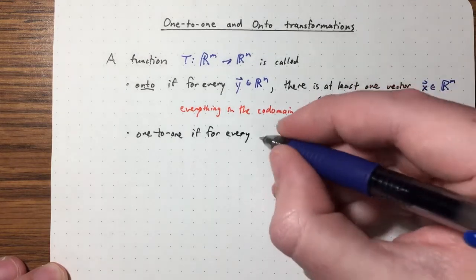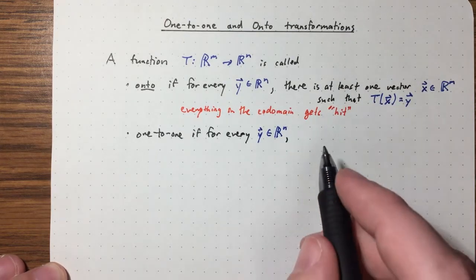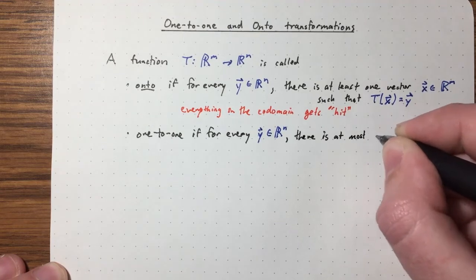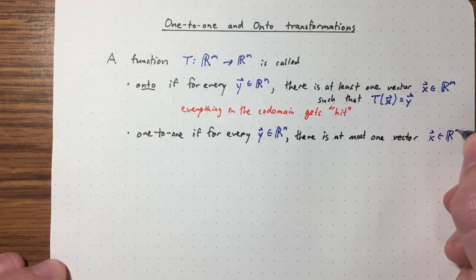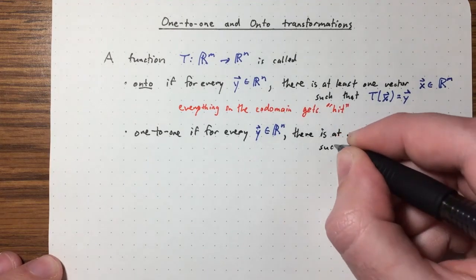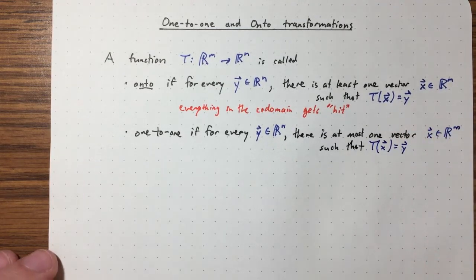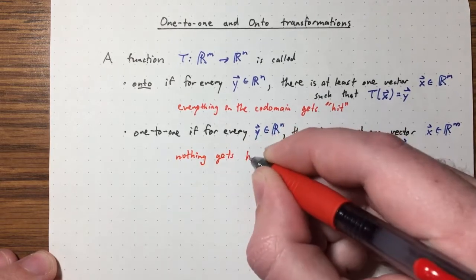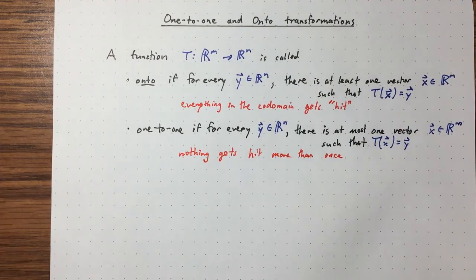But this time, again, we have for every vector in the codomain, what do you think I'm going to write here? So here it was at least one vector. Here I'm going to write at most one. It's at most one vector in the domain that maps to your vector y. How can we rephrase this? So basically, nothing gets hit more than once. Okay, and these are two very important concepts for functions in general.